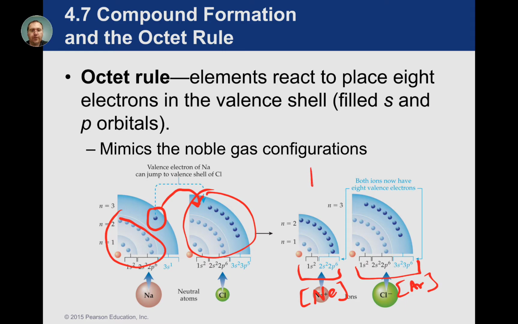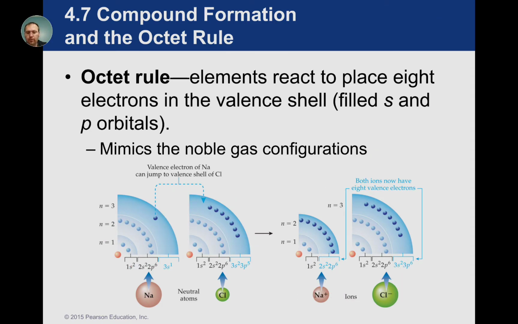Because it took one sodium, that was a positive one sodium. It took one chlorine, negative one chloride. These would just squish together and make sodium chloride. Let's think about that in a little bit more detail with electron configuration.